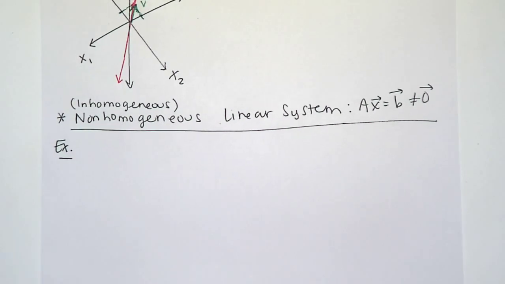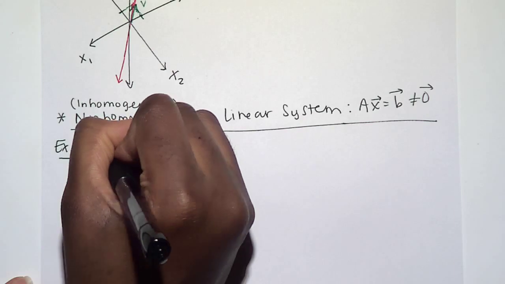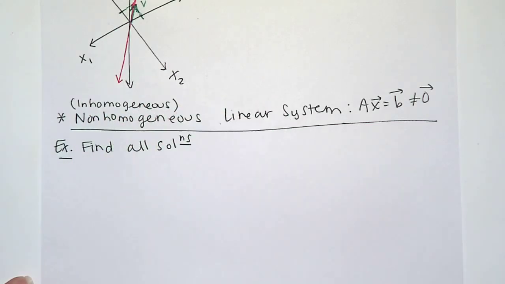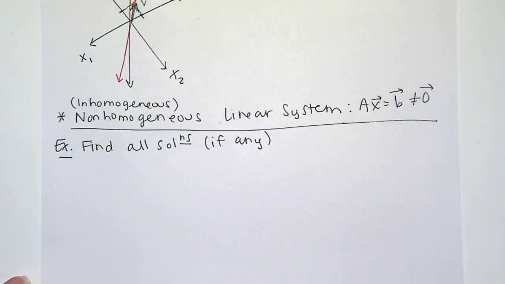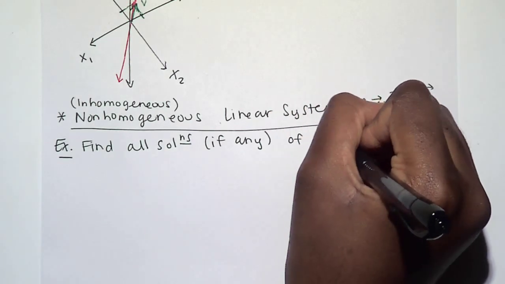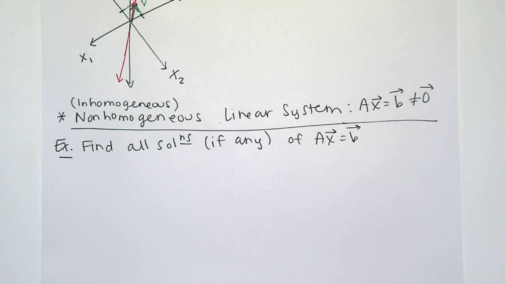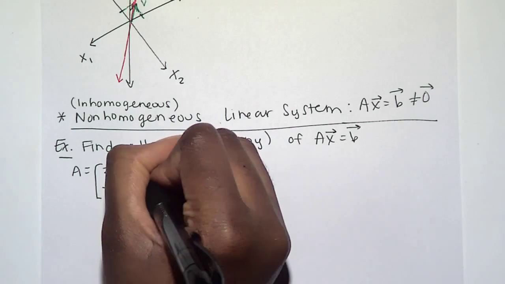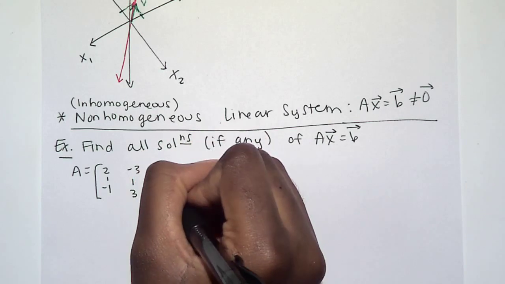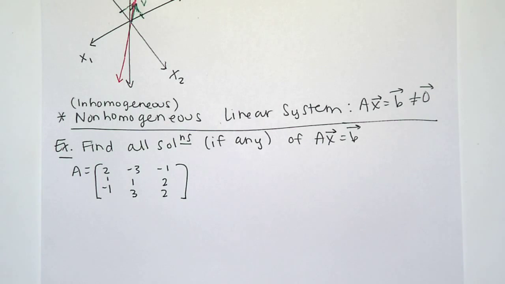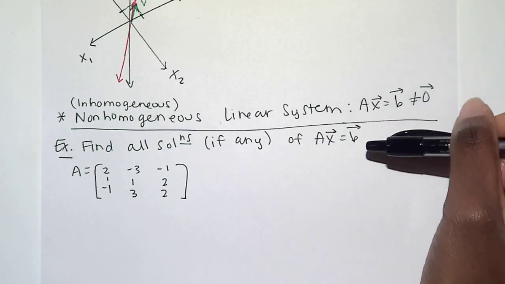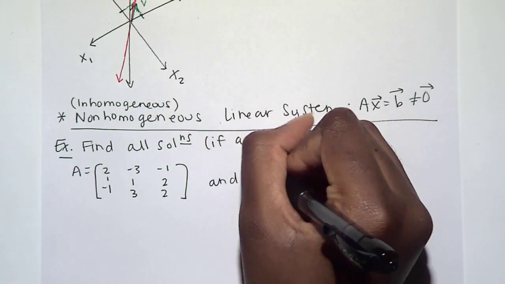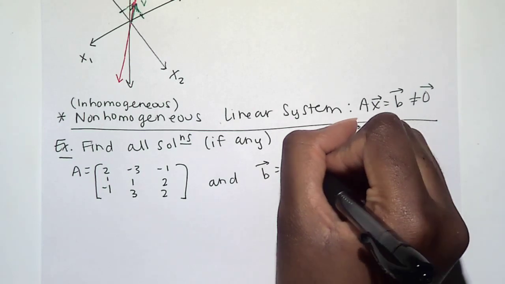So when we look at an example, let's try to find all solutions for a non-homogeneous system. So find all solutions, if any. Remember, we're not guaranteed a solution if it's not homogeneous, of AX equals B. All right, so A is going to be a 3 by 3 matrix. I'm going to go 2, 1, negative 1 down the columns. Negative 3, 1, 3. Negative 1, 2, 2. All right, so this is the same example we had before. The same matrix, but this time we're going to set it equal to some B, and our B is going to be the vector 1, 3, 1.